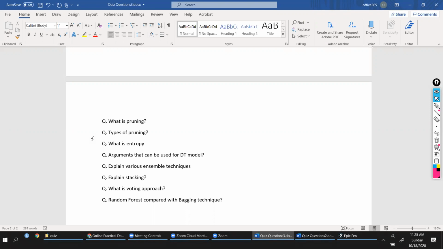Now, a variant of this approach is random forest, in which when you are taking the sample data, only a subset of columns will be chosen for a sample. When you are coming up with sample data, only a subset of values are chosen. Right? So that is the primary difference of random forest with respect to bagging approach.